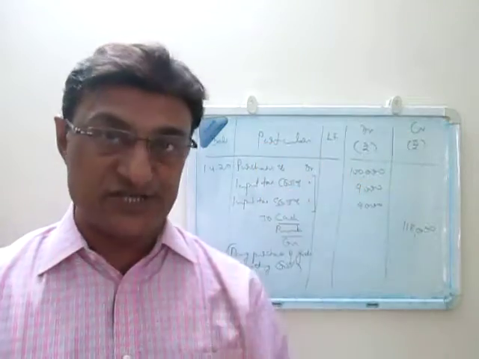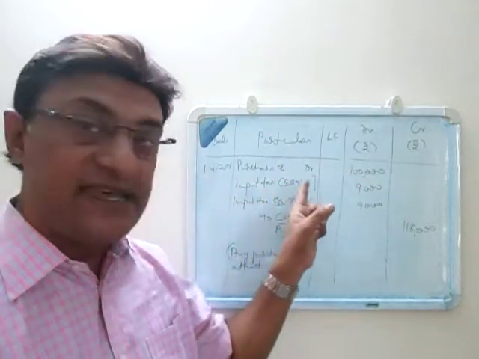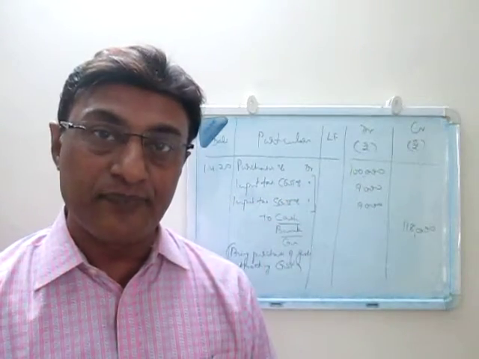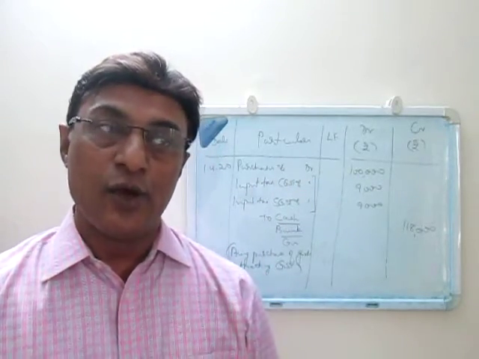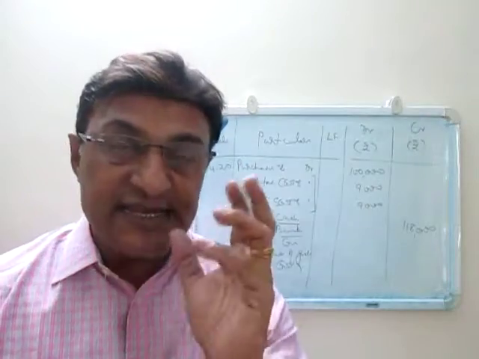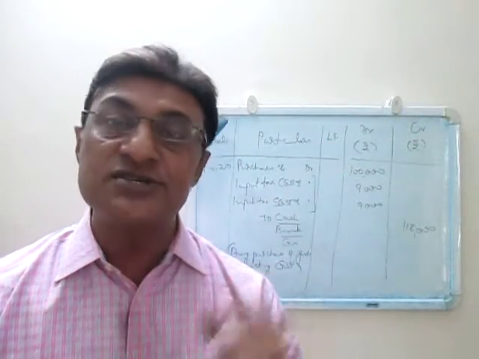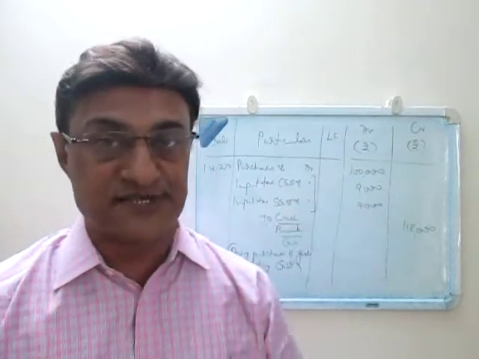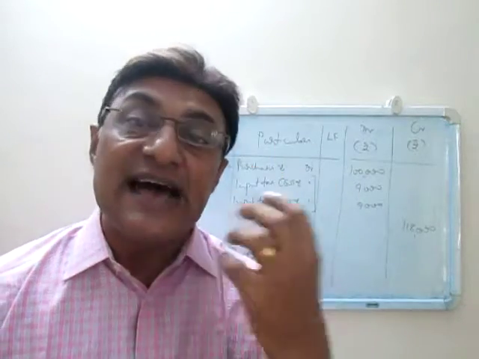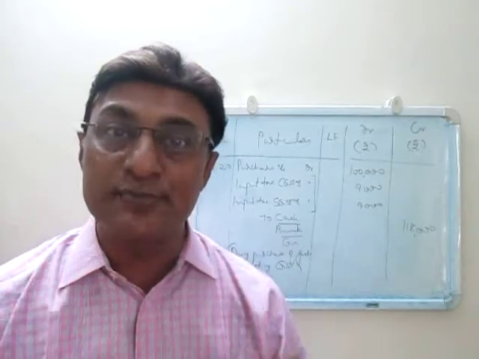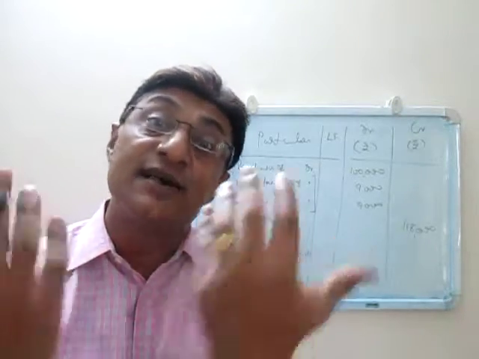Now going by that logic, if input tax CGST is debited or input tax SGST is debited, what would that debit represent? Is it an expenditure, a loss, or an asset that comes in? And the answer is, it is an asset because of a concept called input tax credit.